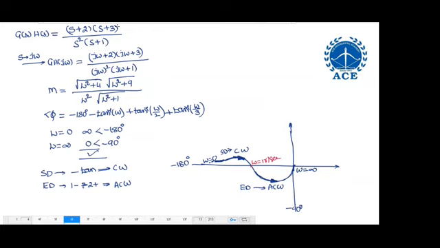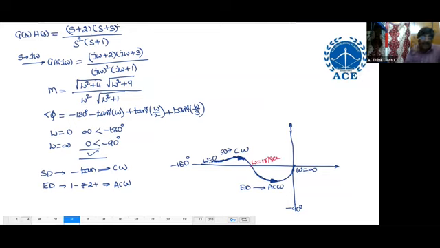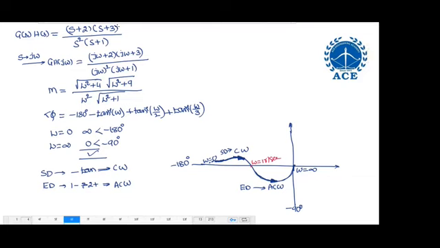Sir, is marginal stability only for a closed loop transfer function, or can it also be for open loop? If open loop, we can identify directly from the poles. If there is an open loop pole at the origin, or open loop poles repeated on the imaginary axis, then the open loop system is marginally stable.